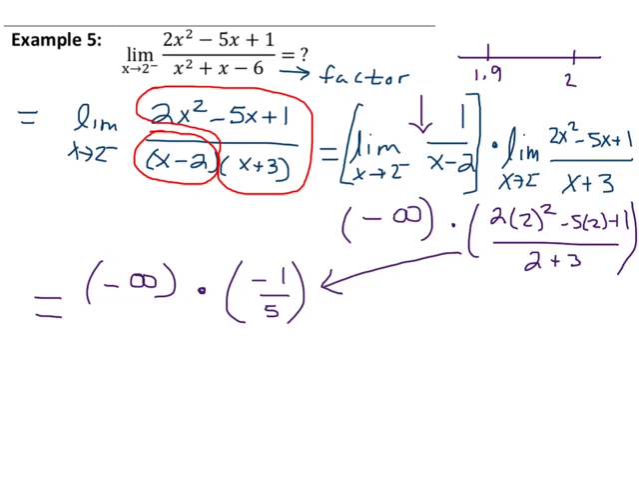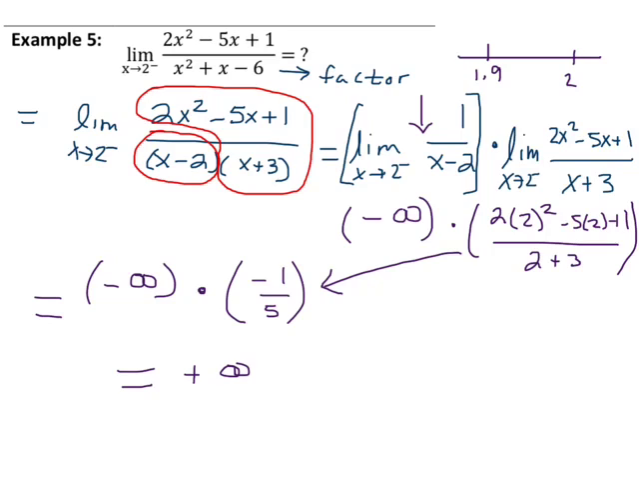Well, we're multiplying infinity by a fraction. It really doesn't matter because we still have infinity. What does matter, however, is the fact that we have a negative times a negative. And anytime we have a negative times a negative, we end up with a positive. So this answer actually ends up approaching positive infinity. This is something important to look at.